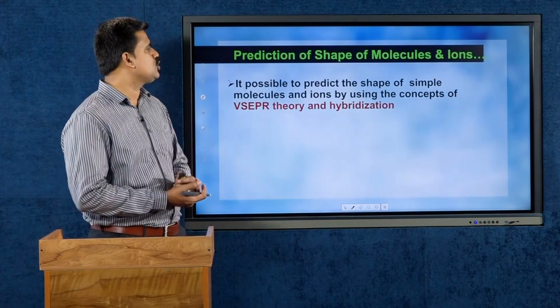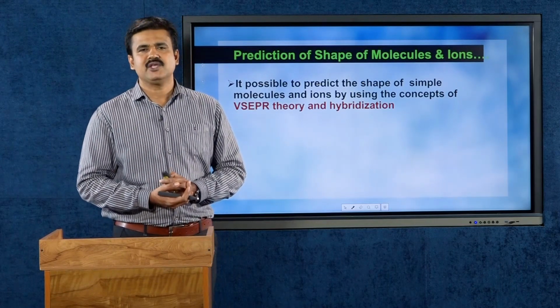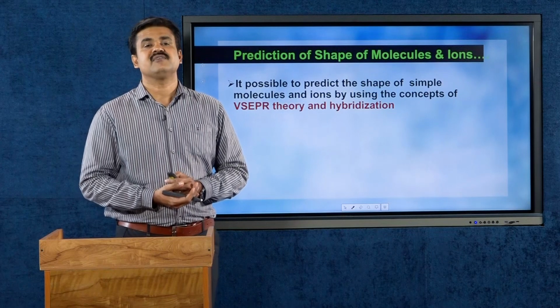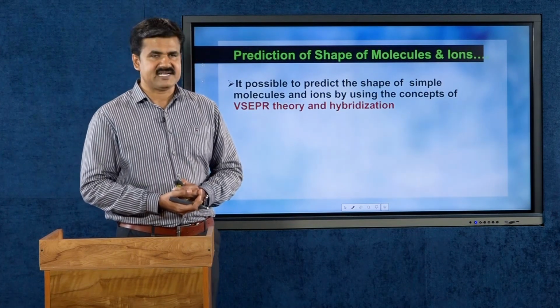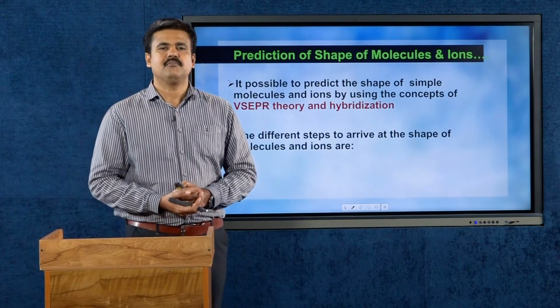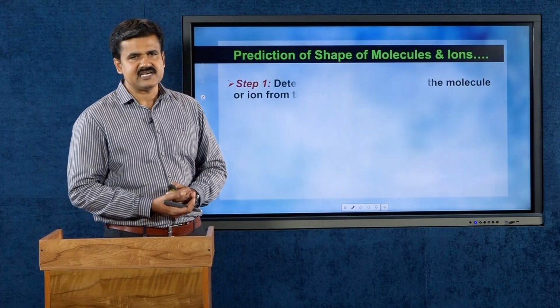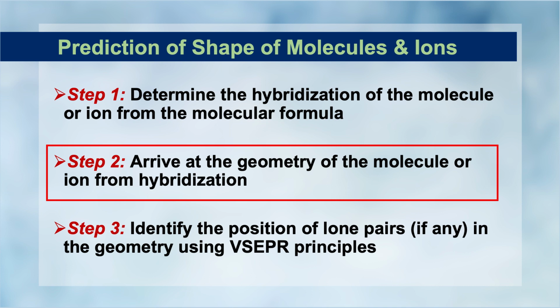It is possible to predict the shape of simple molecules and ions by using the concepts of VSEPR theory, that is valence shell electron pair repulsion theory, and hybridization. The different steps to arrive at the shape of molecules and ions are shown here. In the first step, you have to determine the hybridization of the molecule or ion from the molecular formula. In the second step, you can arrive at the geometry of the molecule from the hybridization, because hybridization determines geometry of the molecule.